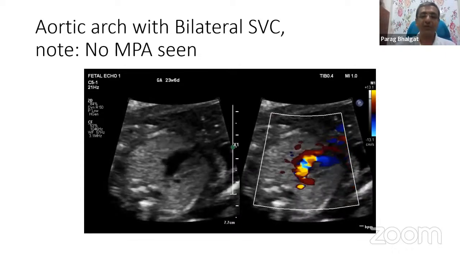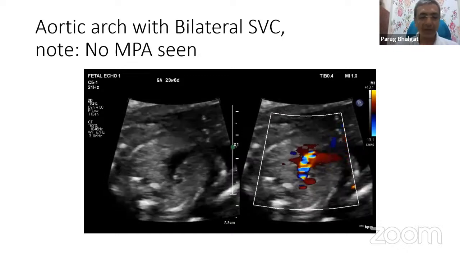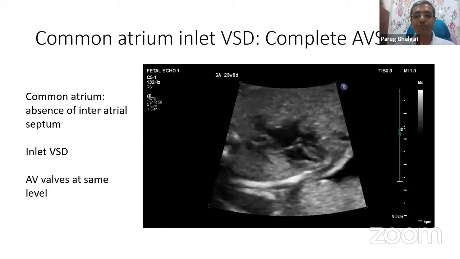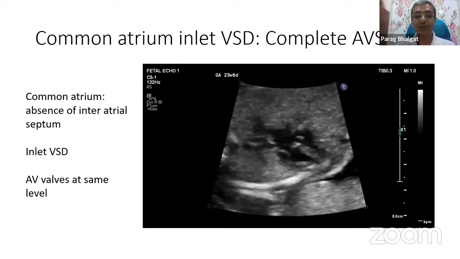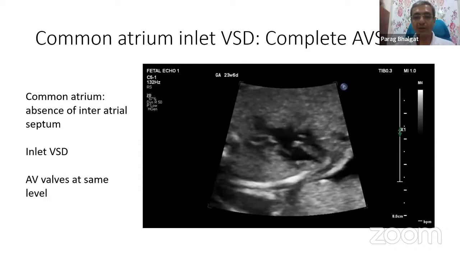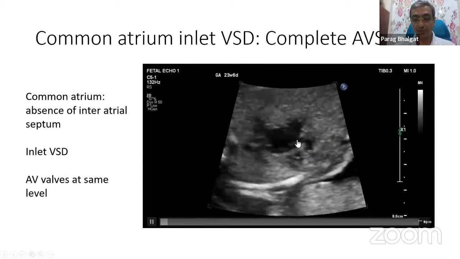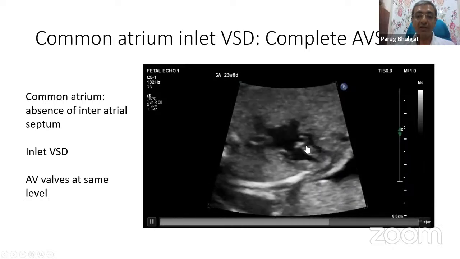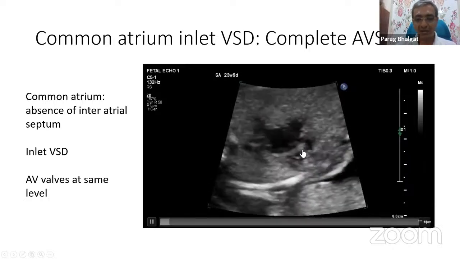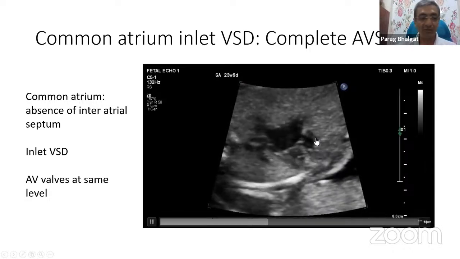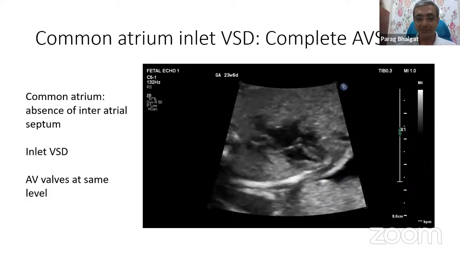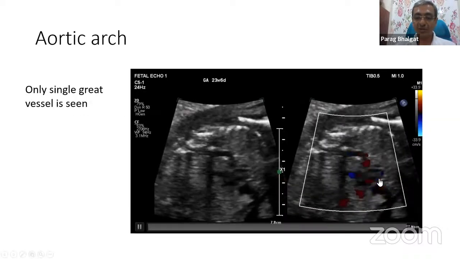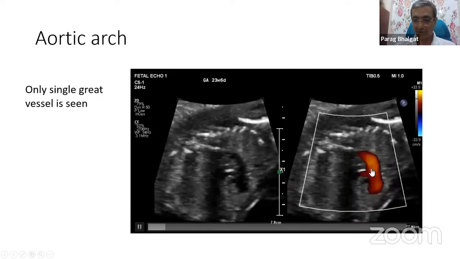We show three vessels, but the MPA is not seen. Ideally, this should have been a four vessel view: right and left SVC with both the great arteries. So this is a complete AV canal defect, inlet VSD, common atrium. We cannot appreciate any intra-atrial tissue, so it's a common atrium. Inlet VSD, and it's more like a balanced AVSD, with the ventricles at the same level. So this is the aortic arch, and it's difficult to appreciate the PA.